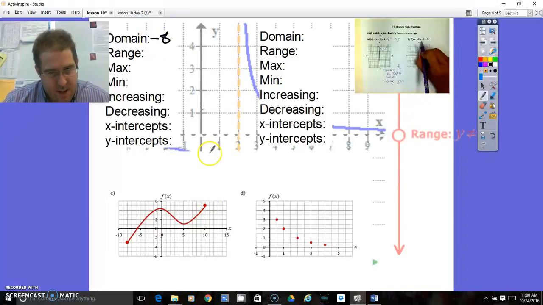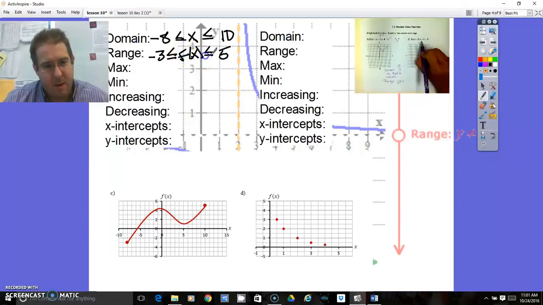And it ends right here, which looks like 10. X can be in between those 2 numbers, anything in between. The range, the lowest point it possibly goes is -3, and the highest it possibly can be 5. So that means f of x can be anything in between. The maximum is 5, and the minimum is -3.